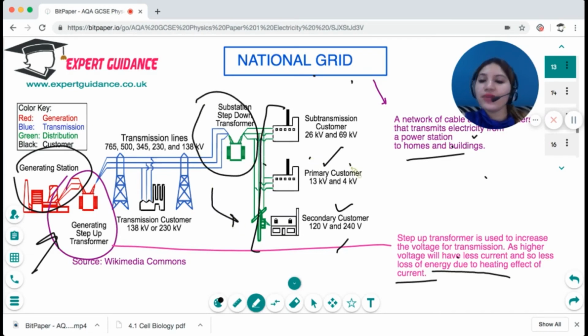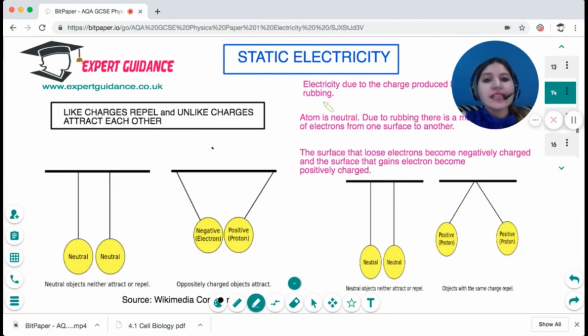Is that what we require? So you should know why we use the step up transformer and step down transformer. Where do we use them? And what is the function of each? Okay, so now let's do the last point.